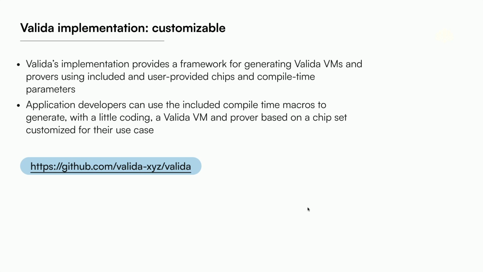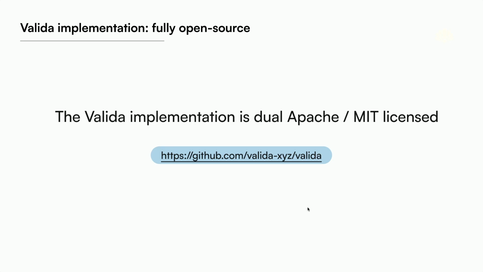So here's our GitHub. You can download it now. You can write your own chips and have them generated at compile time to get a machine that has the exact operations that you want optimized. And everything is fully open. We welcome outside contributions. We have an Apache MIT license.